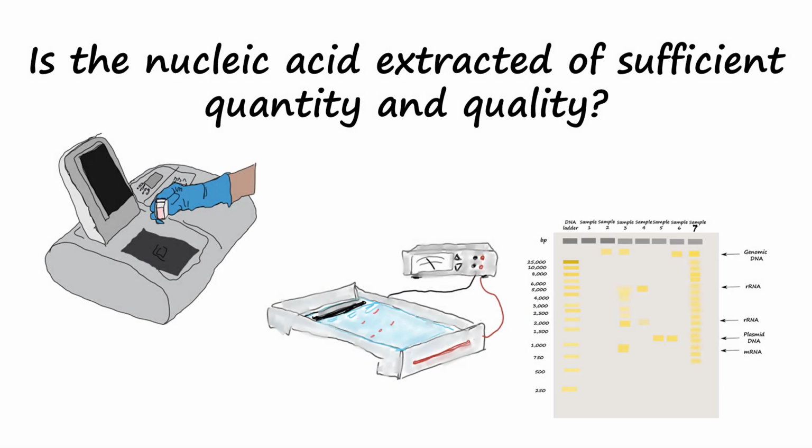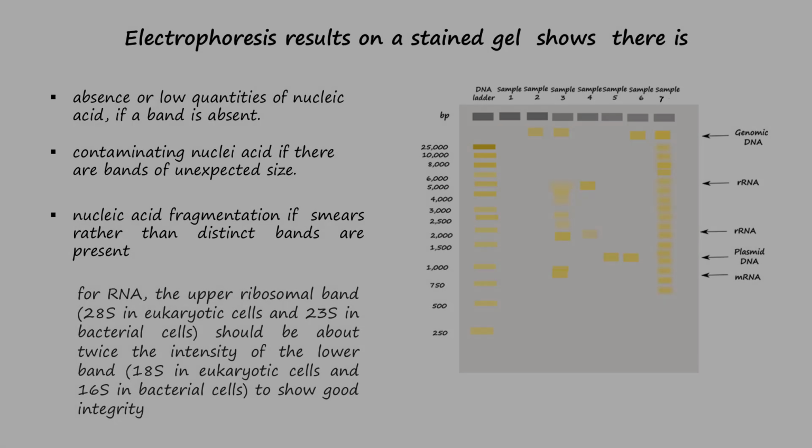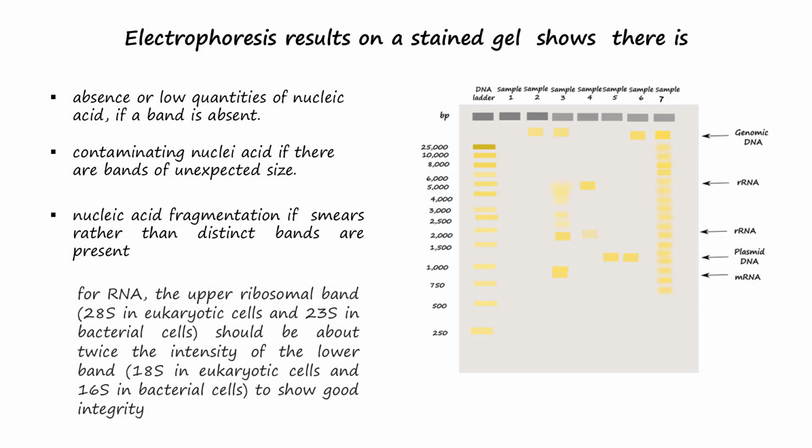Nucleic acid quantity and quality may be determined by electrophoresis and spectrophotometry. Electrophoresis results on a stained gel show: 1, no or very low quantities of nucleic acid if a band is absent; 2, contaminating nucleic acids if there are bands of unexpected size; 3, nucleic acid fragmentation if smears rather than distinct bands are present.